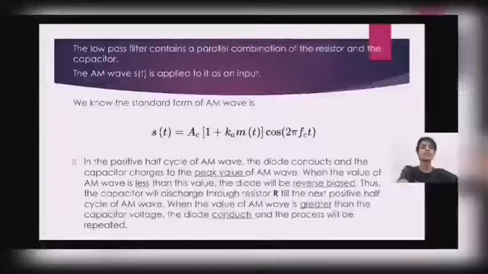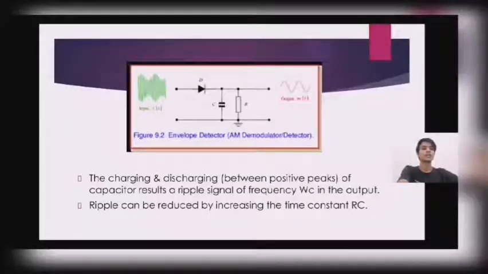When the value of the AM wave is less than the capacitor voltage, the diode is reverse biased. Thus the capacitor discharges through resistor R till the next positive half cycle of the AM wave. When the value of the AM wave is greater than the capacitor voltage, the diode conducts and the process is repeated. Here is the diagram for the envelope detector. The diode is connected to the input terminal, and the resistor and capacitor are connected in parallel to each other, which together form the low pass filter.